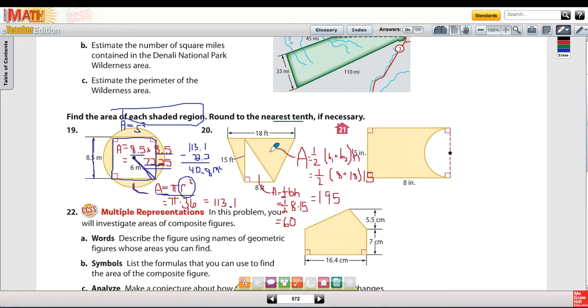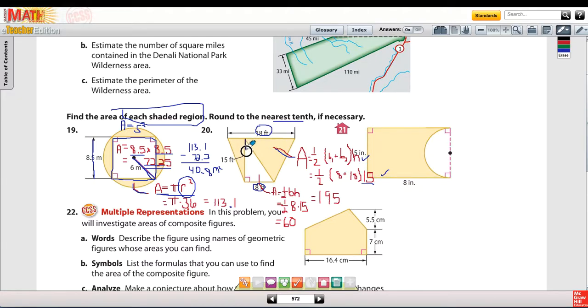For number 20, we have two shapes going on. The shaded region is a trapezoid, so that's equal to 1/2 base 1 plus base 2 times the height. Write your formula. Second step is to substitute in the numbers. 1/2 of base 1 is 8. Base 2 is 18. It doesn't matter if you take 8 plus 18 or 18 plus 8. The commutative property says we could do it in any order. And then we're going to multiply that by the height of the trapezoid.